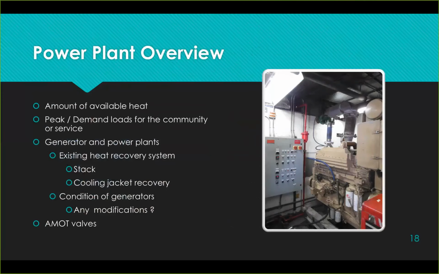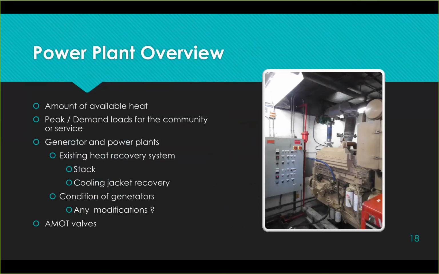So in addition to our building, we also have to look at our source, and that's going to be your power plant. Based on the generator loads and the community uses, you can determine the amount of heat available. What are those peak demand loads for the community or service?